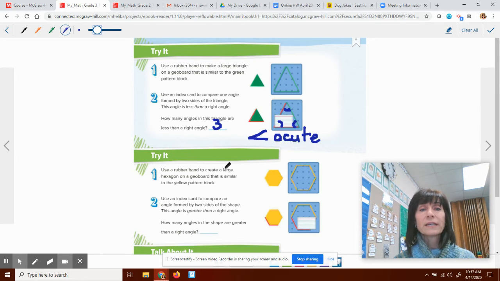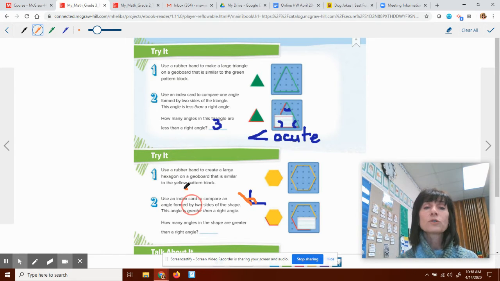Using a rubber band to create a large hexagon, which means I need to have 6 sides on a geoboard that is similar to the yellow pattern block. They're showing my hexagon, and again, they're showing the index card. There are no right angles in this case, but there are angles that are greater than. And if this is a right angle, and I have something that is greater than a right angle, so it's larger, that's called an obtuse.